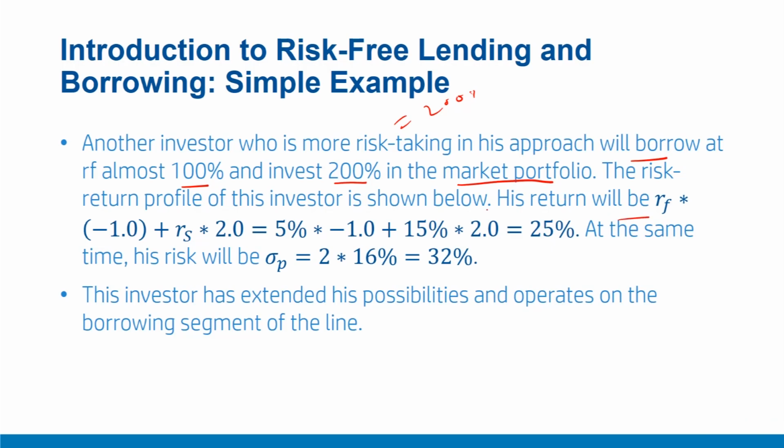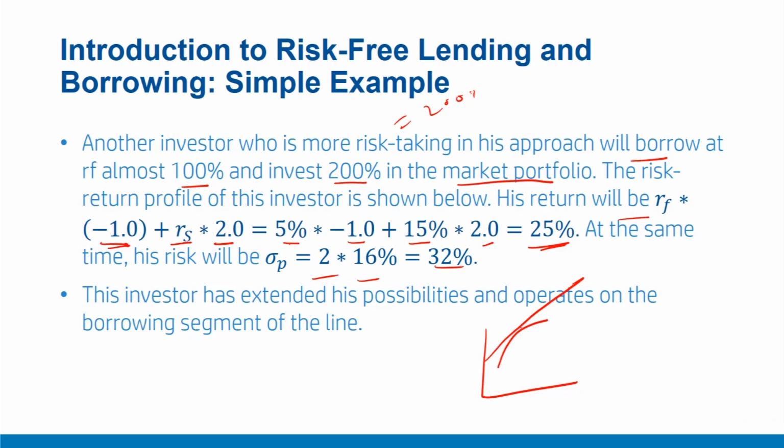First, his return will be RF into -1. This -1 represents the 100% borrowing, plus RS into 2, which represents 200% investment in market portfolio. The resulting profile becomes 5% into -1 plus 15% into 2, which is 25%. Now this is quite a large expected return that he's getting from his portfolio, a very high return. But at the same time, his risk is 2 times 16%, which is 32%. So while this investor has extended his possibilities and he's obtaining a very high amount of expected return, he's standing on the borrowing segment and his risk has also increased considerably.